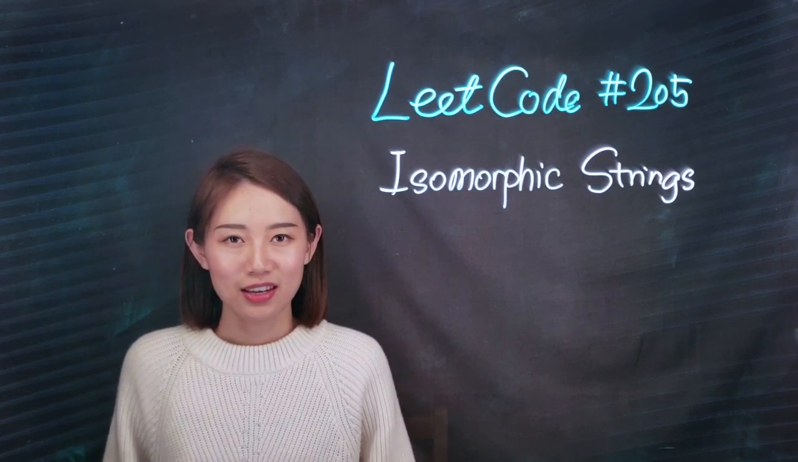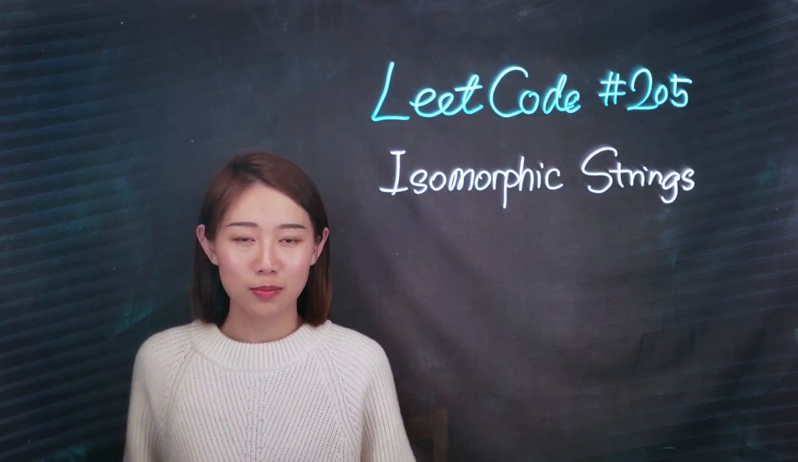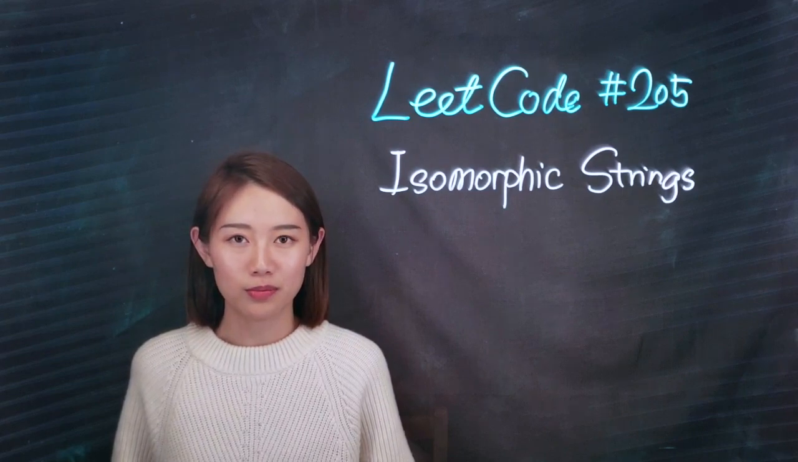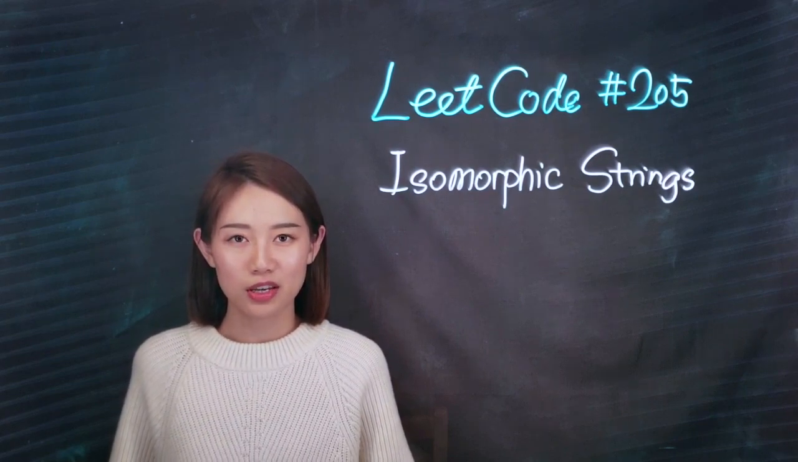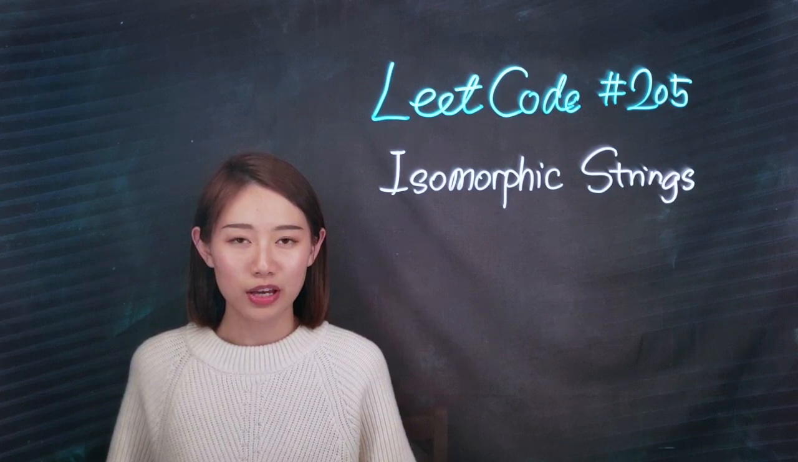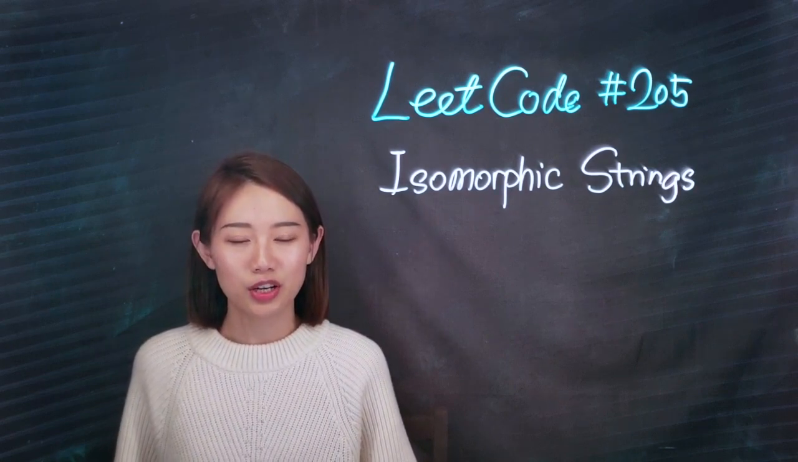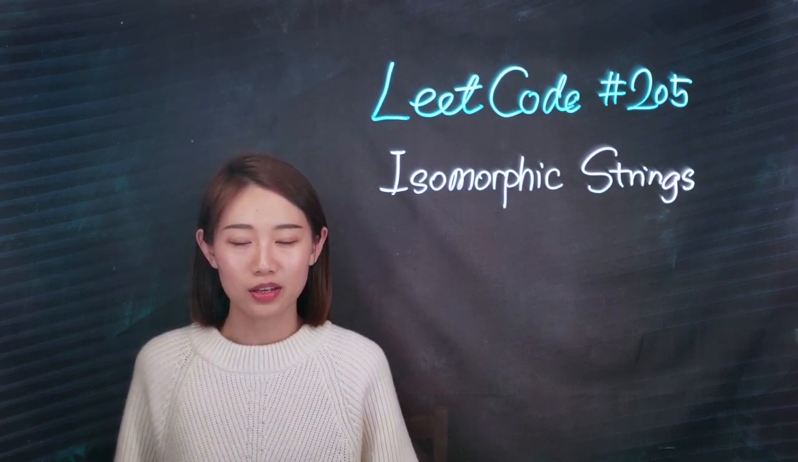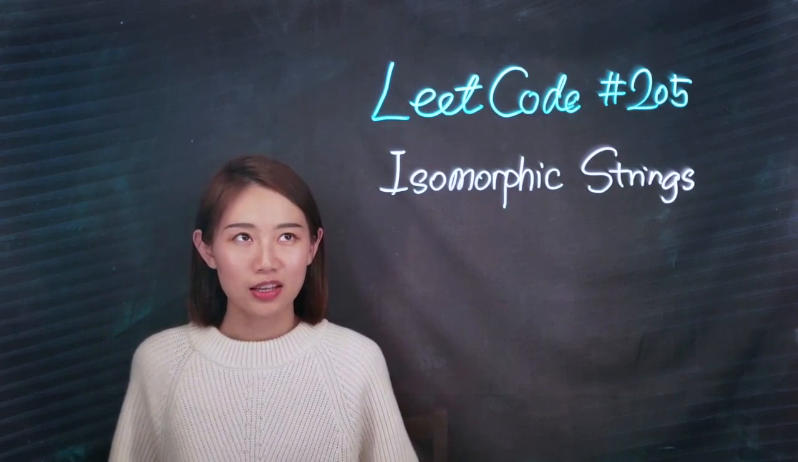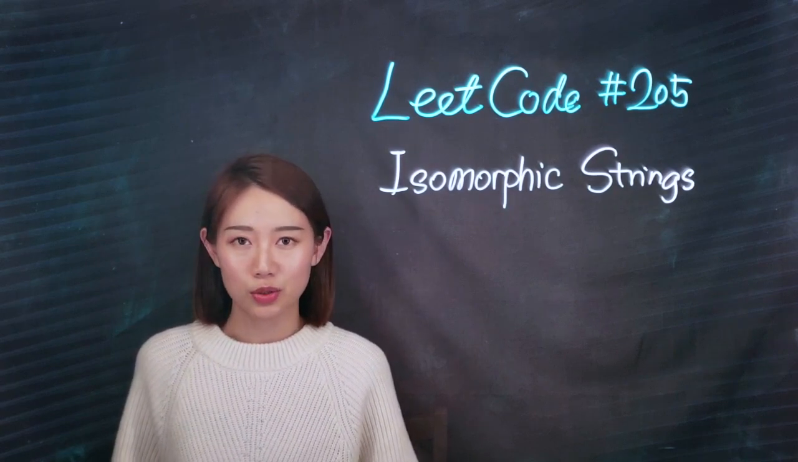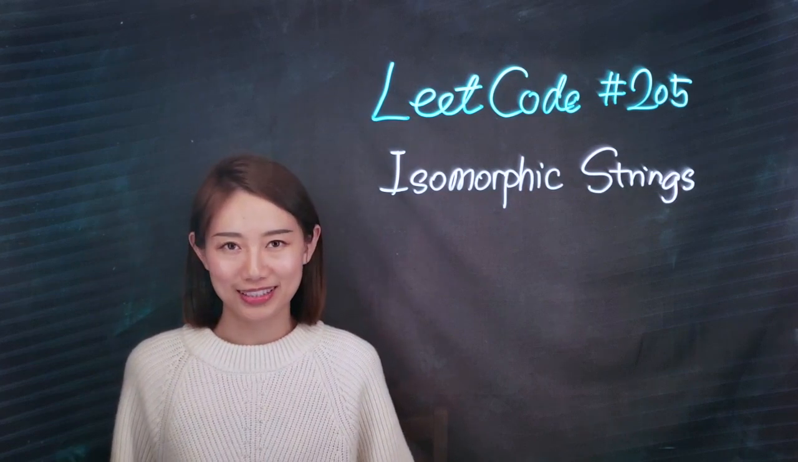So in the first episode, we talked about the most famous LeetCode problem, Two Sum. It was an array string problem, and today we're going to talk about another array string problem, which is LeetCode number 205, Isomorphic Strings.